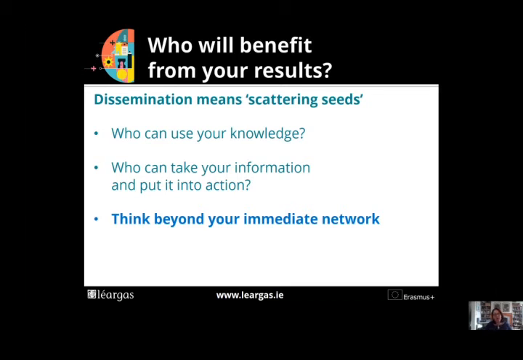So think beyond your immediate network. Sometimes, you know, we reach for the people that we already know, so that if you're active in homelessness services, for example, in Ireland, you can think of, well, the other homelessness services in Ireland are our target audience. But there may be different types of organizations who could also use the kind of project that you're developing. So really think about who could make use of what you've developed through your project. That's really your target audience for dissemination.